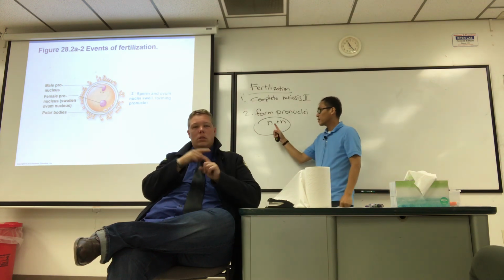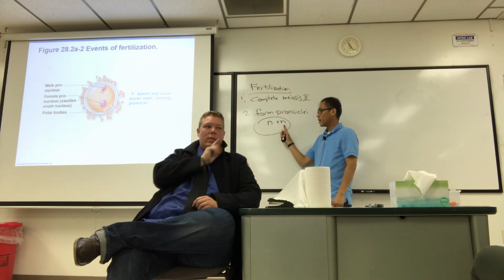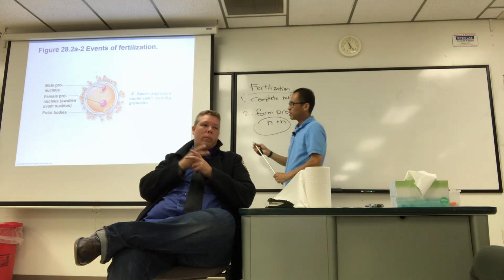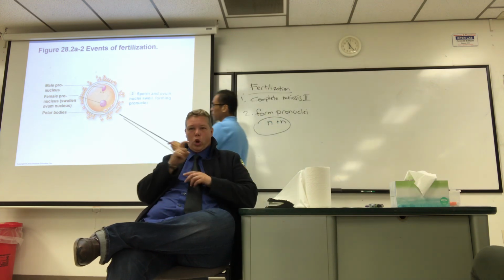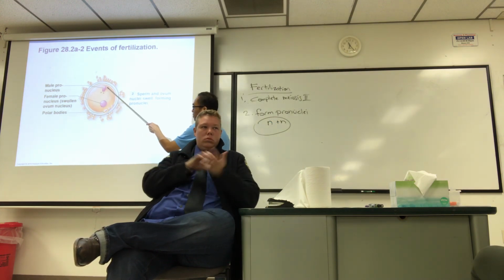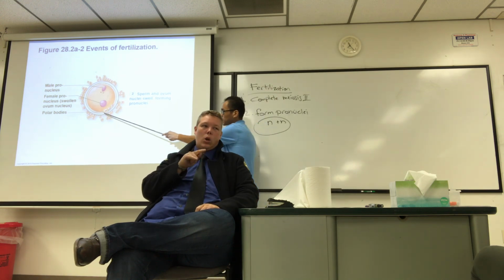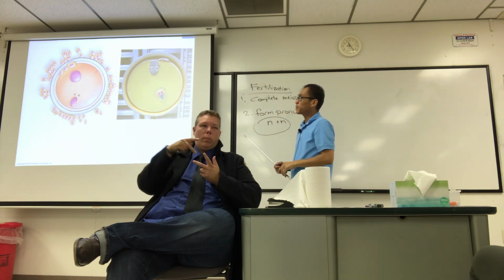N represents 23 single chromosomes. The other N is 23 single chromosomes from sperm and from egg. Because they haven't fused together yet, but they will approach each other. Call it N plus N. It's not a zygote yet. I still see corona radiata. I still see zona pellucida. Let's move on.